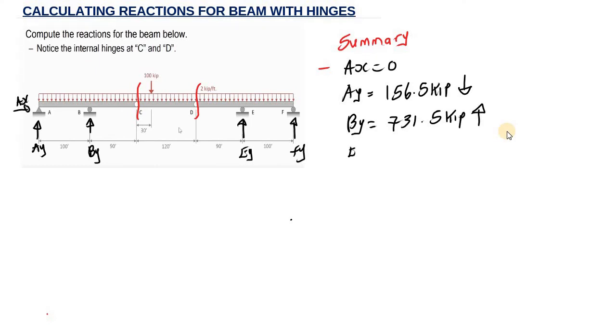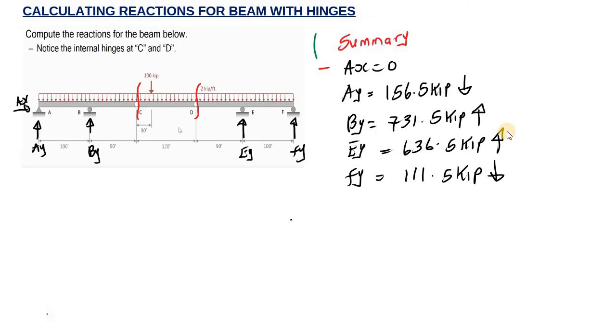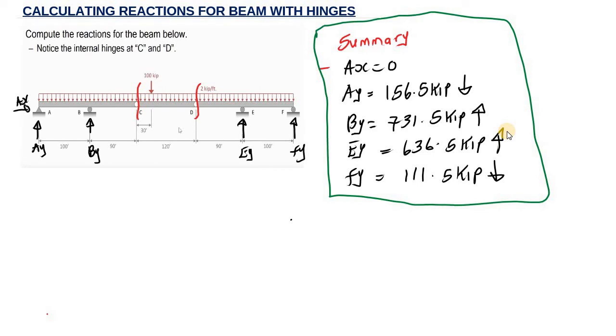Also, we calculated EY as 636.5 kip, and this was acting upward. Then lastly, we calculated FY as 111.5 kip, and this was acting downward. So these are the support reactions that are going to keep this structure at equilibrium. This is what we need in order for this beam to be at equilibrium.